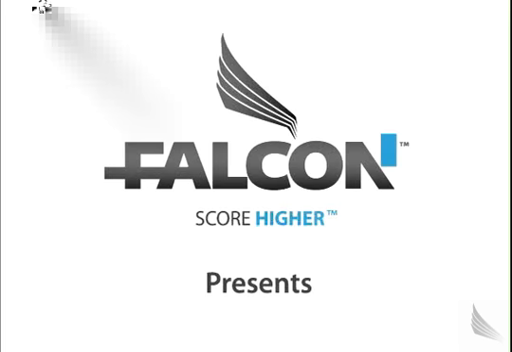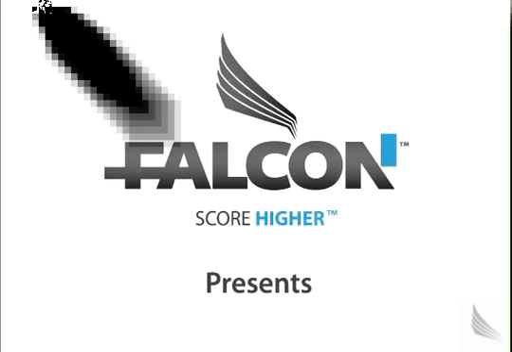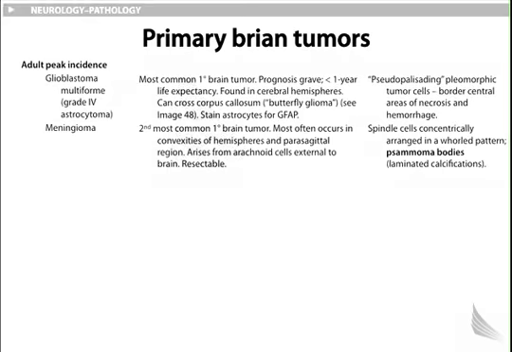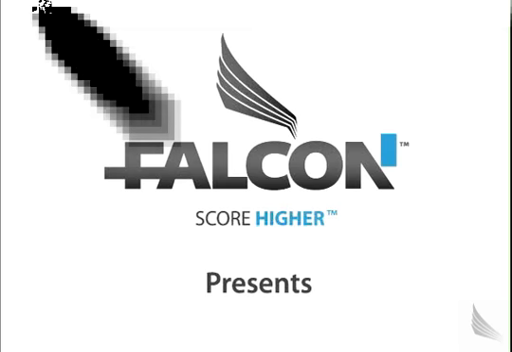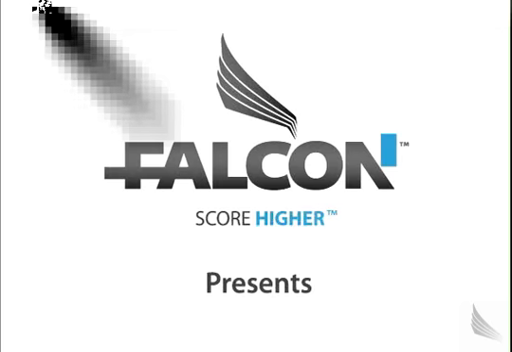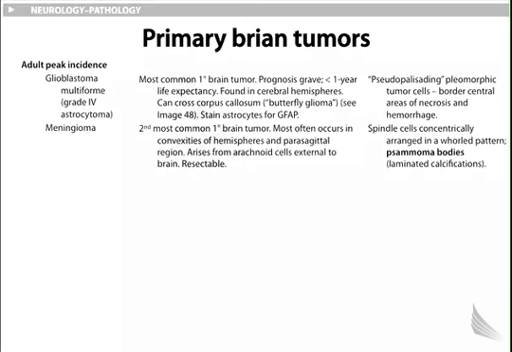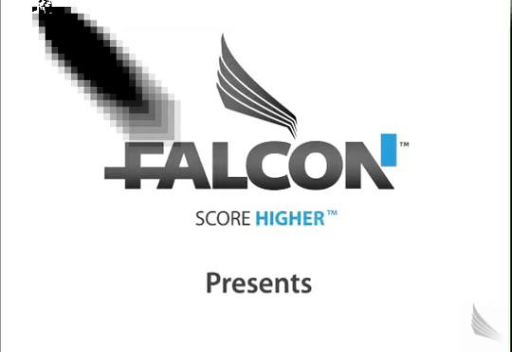Meningiomas are the second most common primary brain tumor. These often occur in the convexities of the hemispheres and the parasagittal regions. These arise from the arachnoid cells external to the brain, and therefore these are often resectable and have a much better prognosis than the glioblastoma multiforme. Pathologically, what's found are spindle cells concentrically arranged in a whorled pattern, and these are called psammoma bodies. That is, they have laminated calcifications.